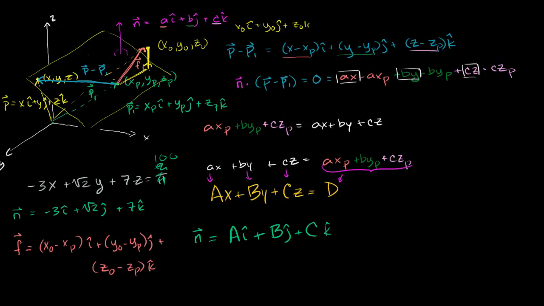So given that we know this vector here, how can we figure out this length here? How can we figure out this length here in blue? Well, we could figure out the magnitude of this vector. The length of this side right here is going to be the magnitude of the vector f.